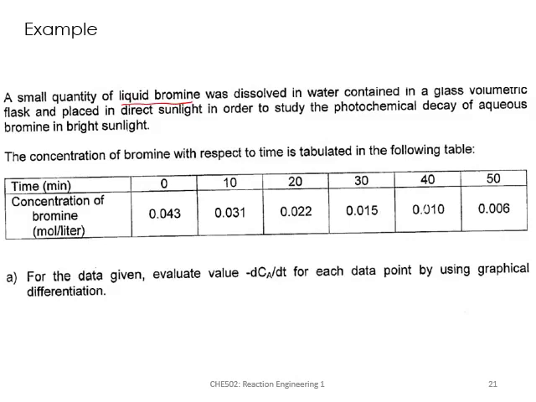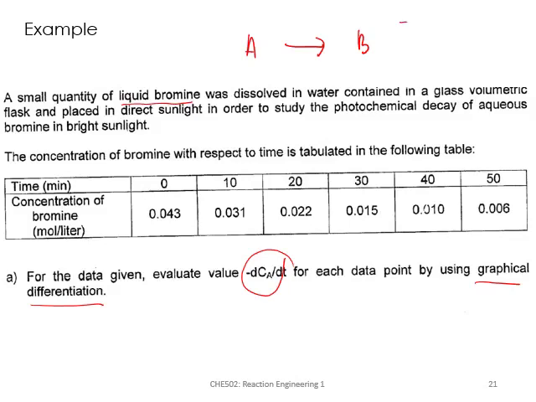So what you have is raw data, concentration of bromine with respect to time. For the given data, evaluate the value of negative dC over dt for each data point by using graphical differentiation. So you are going to prepare a histogram. Okay, if you look here, it is a decay of aqueous bromine. Because there is only one reactant, that is bromine, most probably it is the decomposition of bromine.